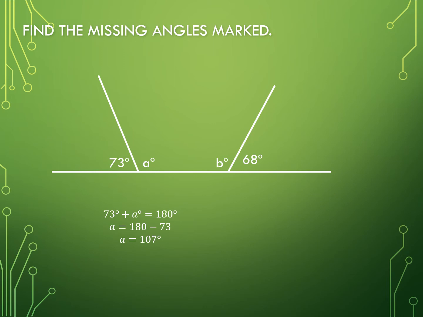Further along that big straight line, we've got another two angles. We've got B and 68. Again, it still holds true: I know that B plus 68 degrees is equal to 180. Subtract my 68 from both sides, and that leaves me with B equals 112 degrees.